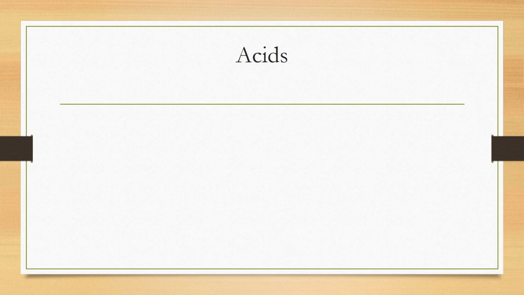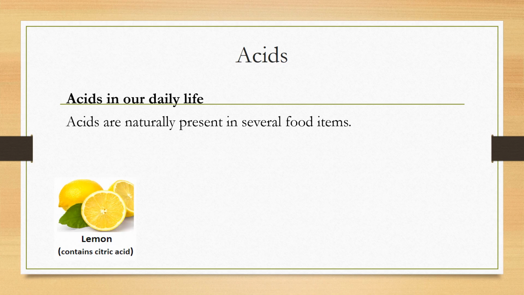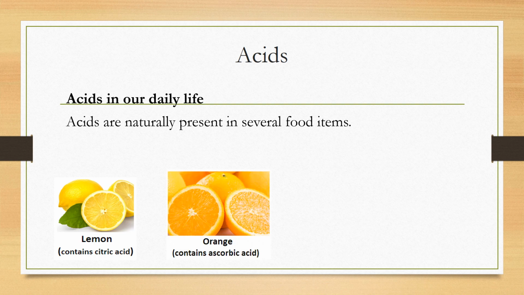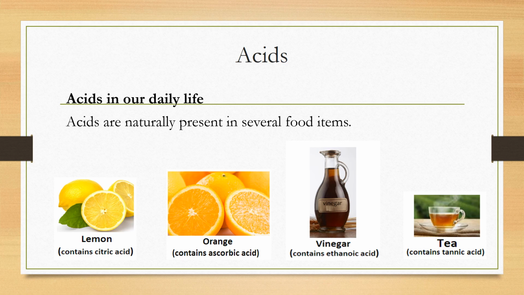Let's start by recalling acids. In grade 8, you learned that acids are naturally present in several food items. For example, lemon contains citric acid. Ascorbic acid is present in oranges. Ethanoic acid is one of the components of vinegar, while tannic acid is present in tea.